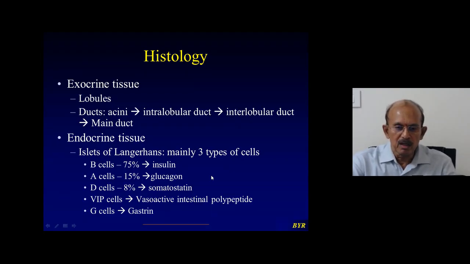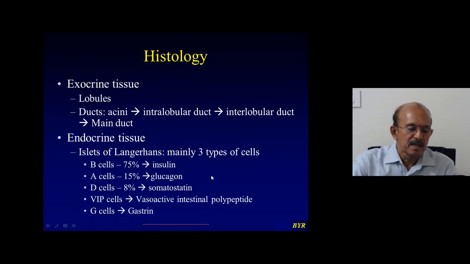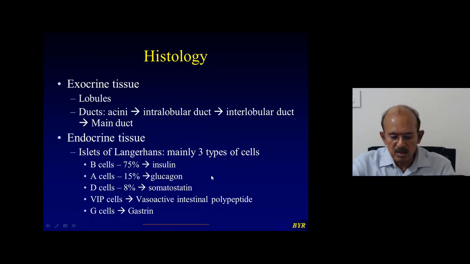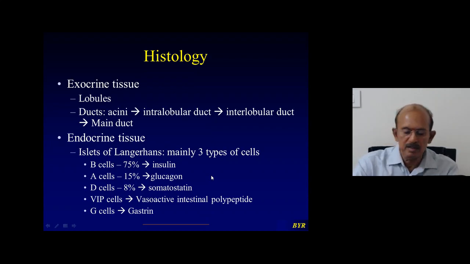So what do you call that triangle in which the G cells are present? Passaro's triangle. Very good. Also called the gastrinoma triangle. Passaro's gastrinoma triangle. Wonderful. You're right.